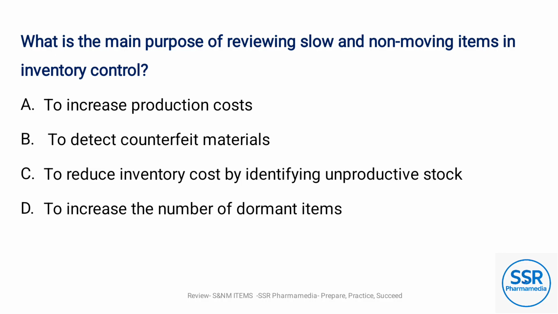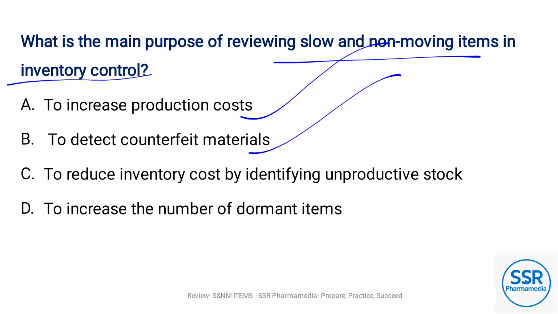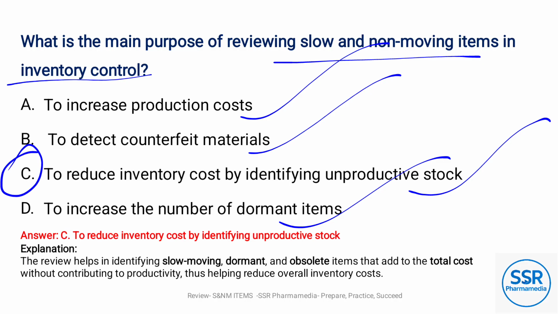So let's see the question. First question: what is the main purpose of reviewing slow and non-moving items in inventory control? Option A, to increase production cost. Option B, to detect counterfeit material. Option C, to reduce inventory cost by identifying unproductive stock. Option D, to increase the number of dormant items. The answer is option C, to reduce inventory cost by identifying unproductive stock.